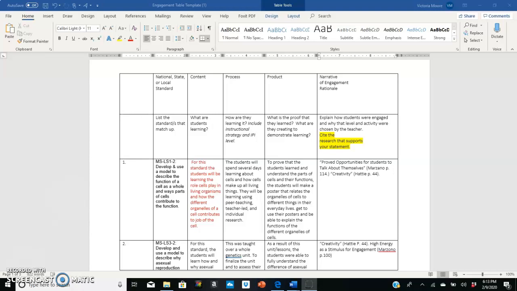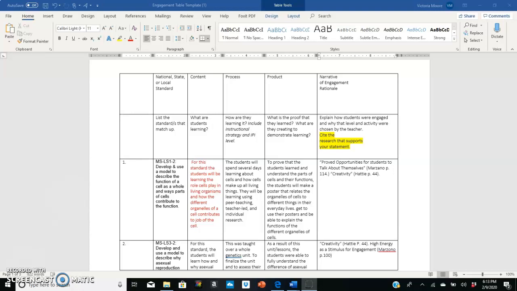So an example is the Golgi apparatus is a mailman because it packages and distributes proteins to other parts of the cell. And so they had to relate it to something in their lives. And that's where you get the develop and use a model to describe the functions.